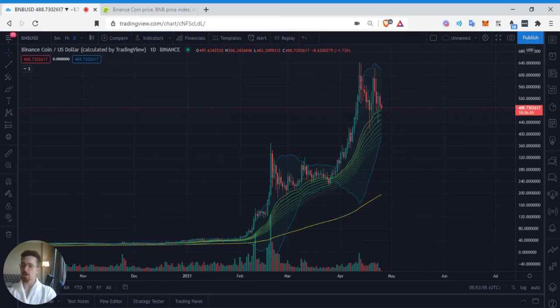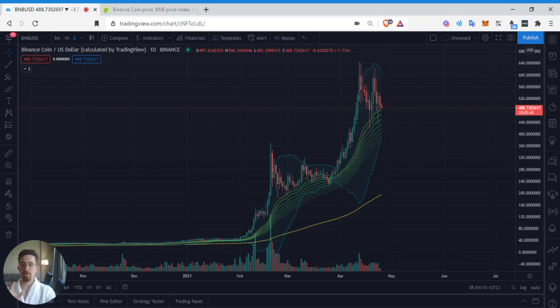Today, we're going to be in the charts looking at Binance Coin, BNB, the native token for Binance Smart Chain. Most people don't know this actually was started on Ethereum in around 2017, if I recall. And then in 2019, it was actually moved back over to the Binance Smart Chain. So very interesting.